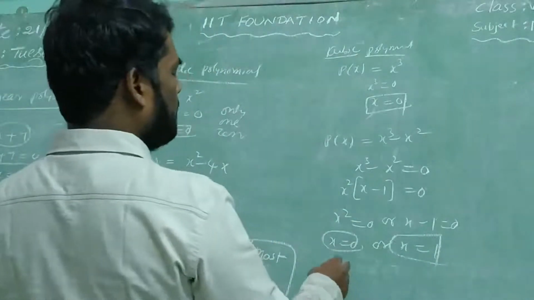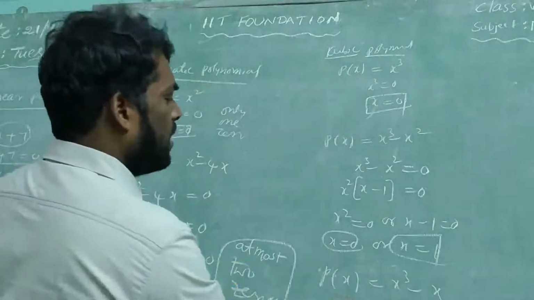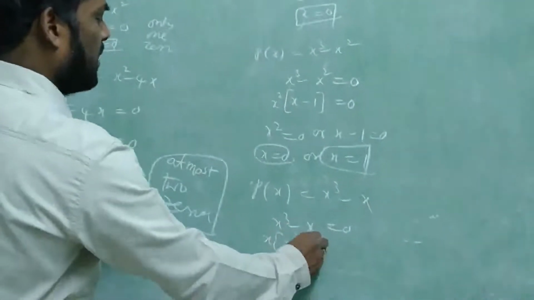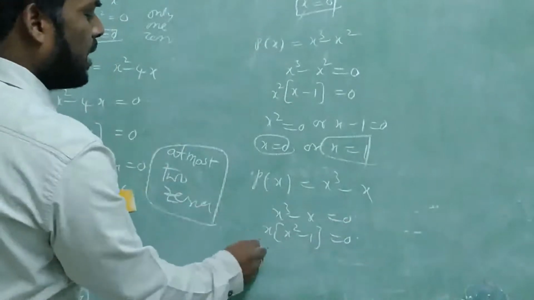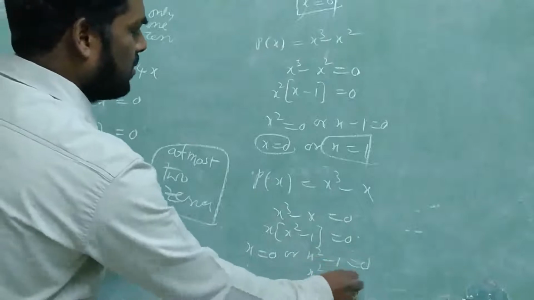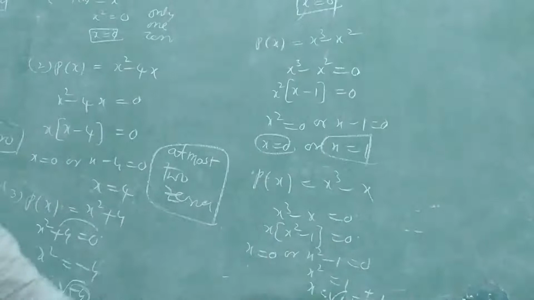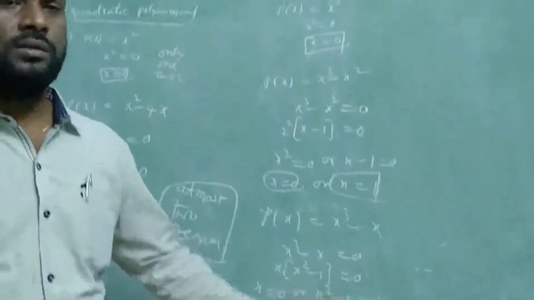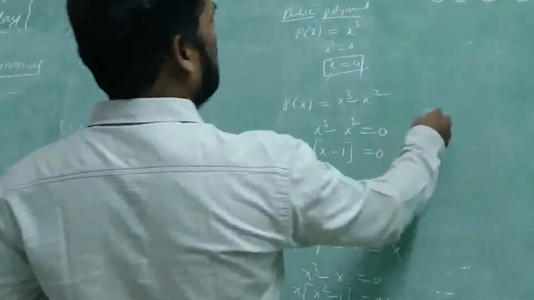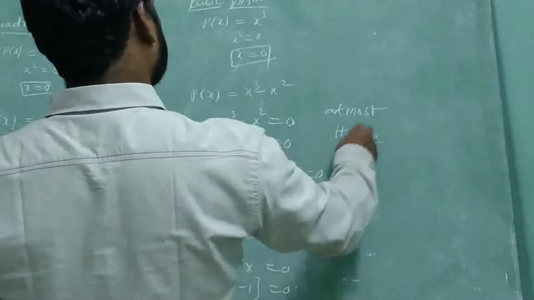And the third example, p of x is equal to x cube minus x. So x cube minus x is equal to 0. If you take x as common, x square minus 1. So again x is equal to 0 or x square minus 1 is equal to 0. X square is equal to 1. X is equal to root 1, that is equal to plus or minus 1. In the third case, it has 3 zeros: 0, 1, minus 1. So finally, here also we conclude that the cubic polynomial has at most 3 zeros.